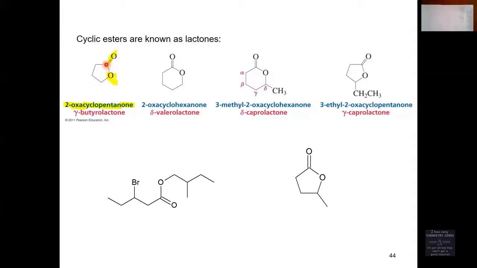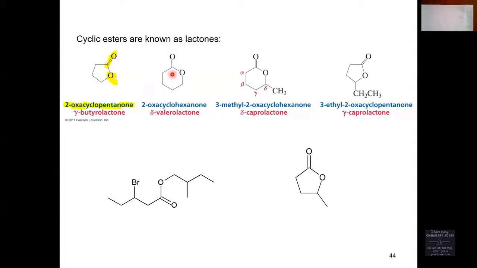This here is carbon 1. And so the oxygen is on the 2 position within that cyclo ring. So 2-oxacyclopentanone, while you may not love that name, I bet you like it a little more than the red one below it. There's 6 carbons and 6 members in this ring in total.